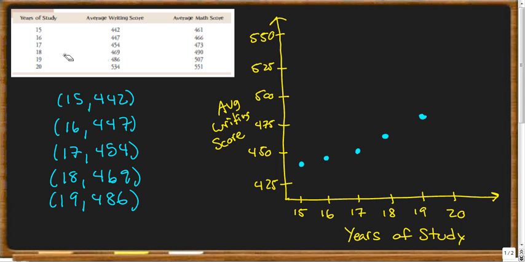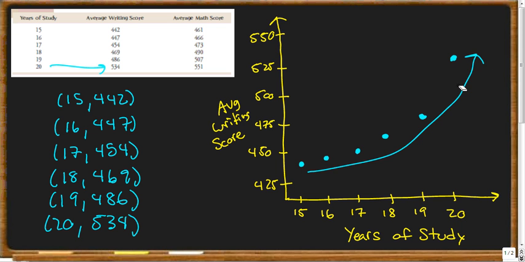And then our last point is going to be 20, 534. So we got 20 and 534. And this is going to give us way up here. So we should be approximately there. So this is just our scatter plot. Now you can see this is kind of a nice curve. We don't need to connect these because you can kind of see that it seems like the more years you study, the higher your average score is going to be.